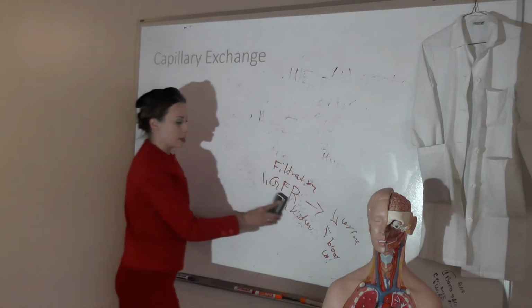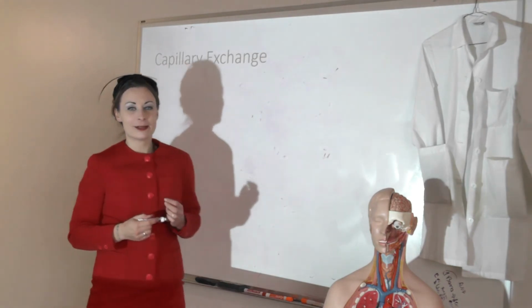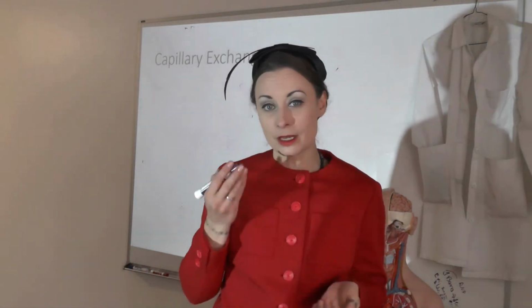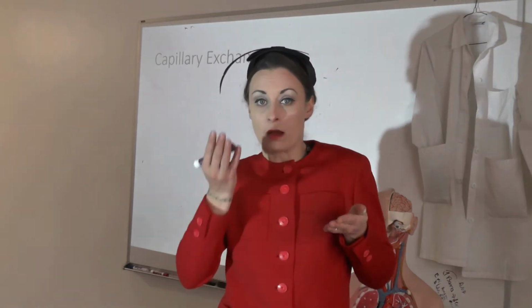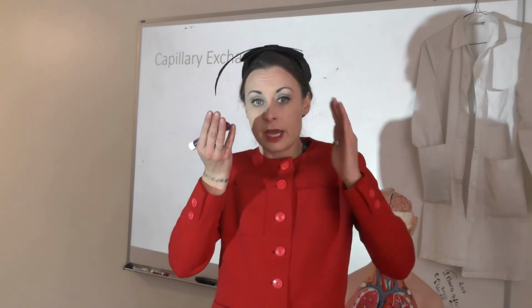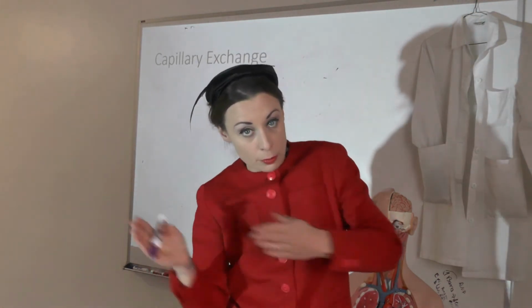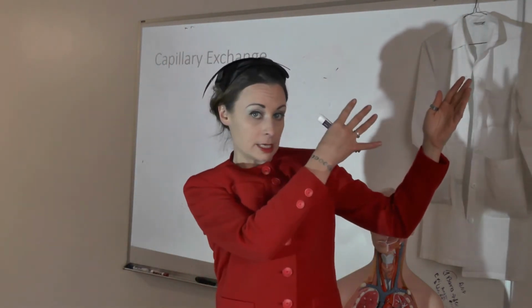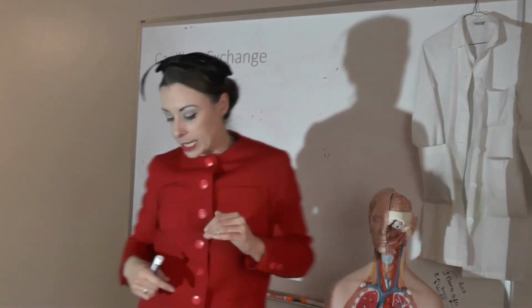All right, the last thing that we need to talk about is capillary exchange. Capillary exchange is the movement of material to and from the blood and tissues. So it's the two-way movement of material, because we're moving out of the blood to the tissues, and then from the tissues back to the blood. Blood is flowing through capillary beds in one direction, from the arterial side to the venous side, but there's movement of fluid in that capillary bed.